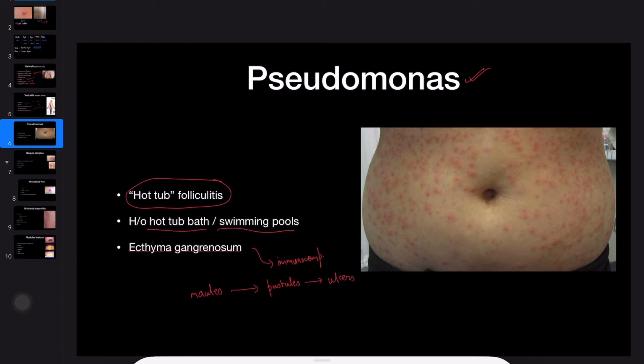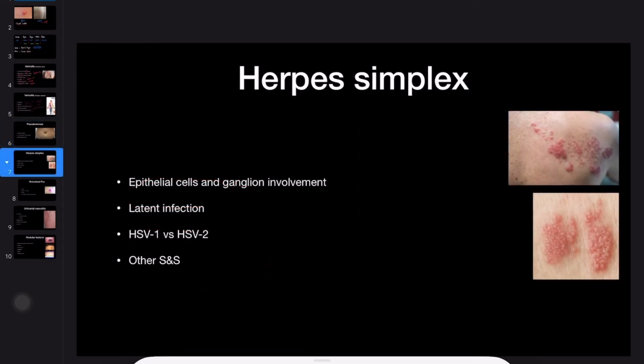So this is all about Pseudomonas. This image is not required, just the history of hot tub bath or swimming pools should take you to hot tub folliculitis and then answer whatever question is asked. Let us first discuss the pathophysiology of a herpes simplex infection that will help us in clearing most of the points we need to know.